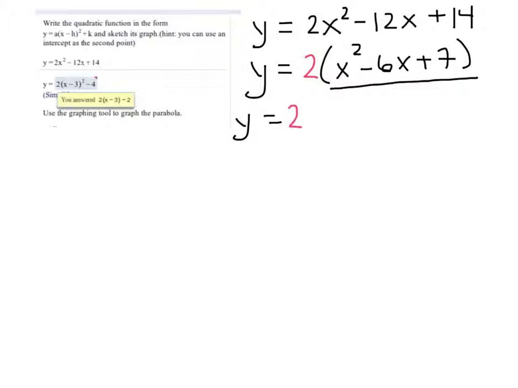And then in parentheses, I want to take half of the linear term. Half of a negative 6 is a negative 3, and this is my perfect square. Now let's think about what this really looks like. Remember, when we complete the square, you have to add an amount and subtract an amount. Oh, I messed this up already.